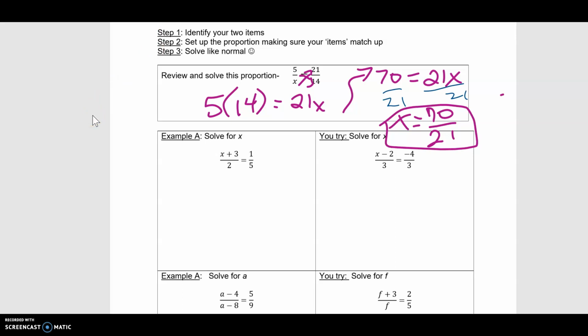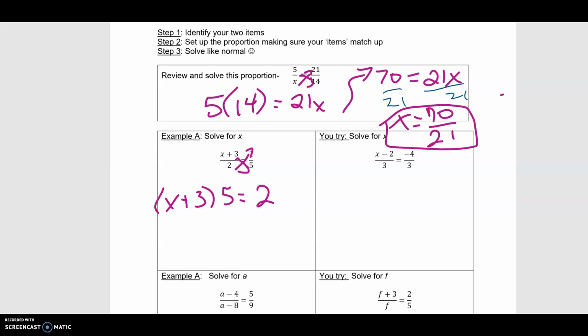So for example, A down here, I'm going to do the same thing. I'm going to cross multiply. I'm going to go from the top on the left to the bottom on the right. And that's going to be x plus 3. Now I need to make sure I put this in parentheses, because that whole entire thing, x plus 3, is being multiplied times 5. And then when I go from the bottom on the left to the top on the right, I get 2 times 1, which is just 2.